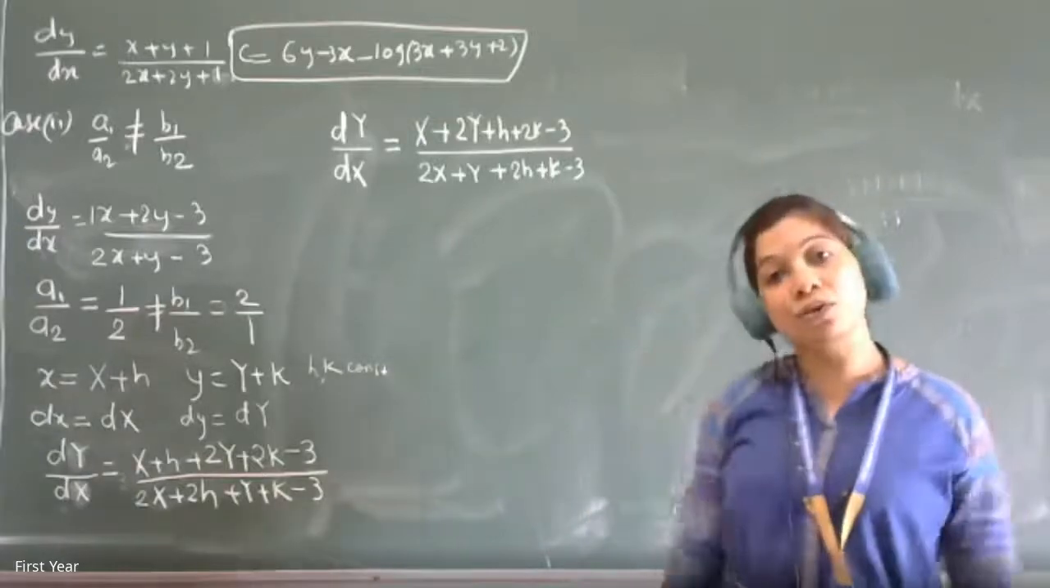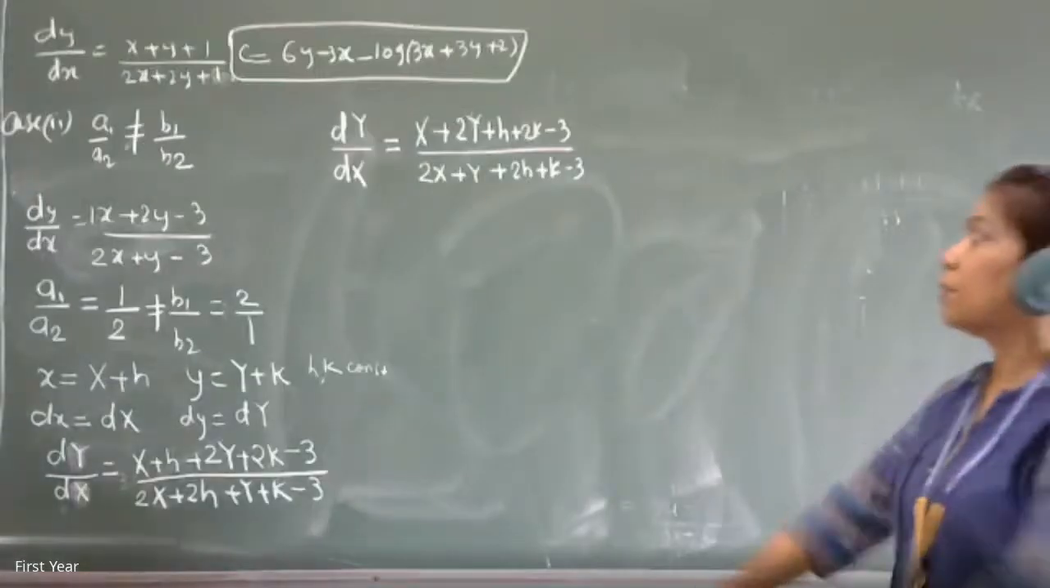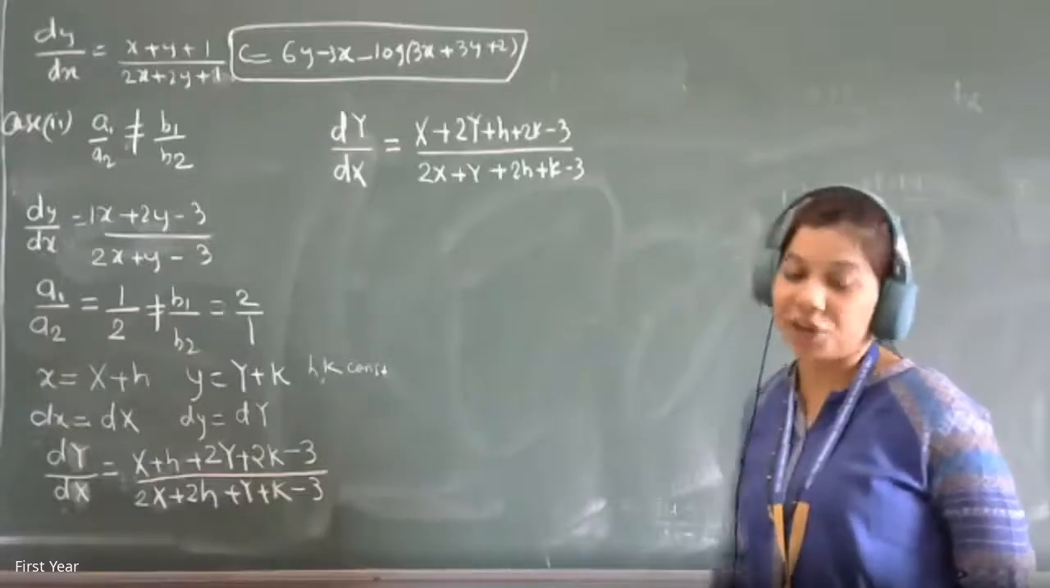So can I make it homogeneous now? Yes. Who will tell me how to make it homogeneous? Ma'am, the set of constants has to be separated. Separated means what do we have to do? Ma'am, equate both h plus 2k minus 3 and 2h plus k minus 3 to 0. We will choose h and k such that. Very good.